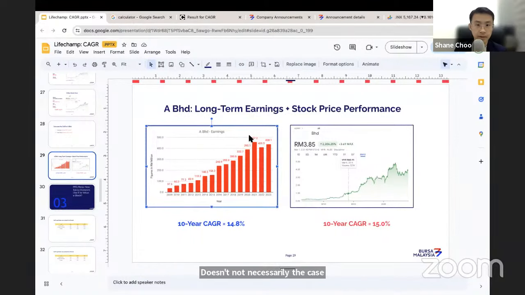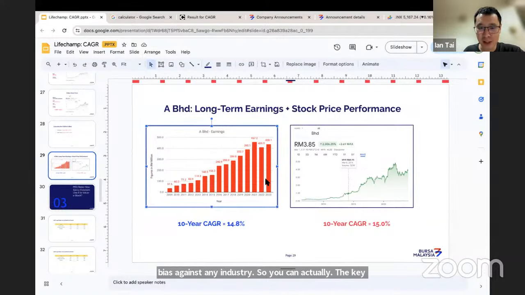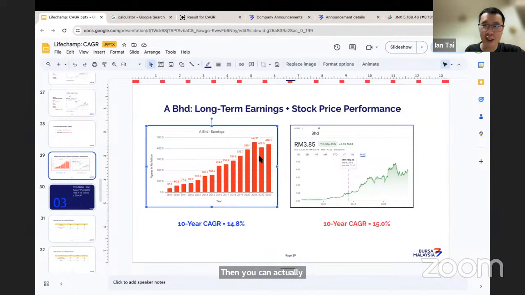All right, thanks, Ian. The next question by Lily is, is CAGR applicable in the financial sector? It's not biased against any industry. The key requirement is not the sector. The key requirement is the earnings and the stock price. Then you can calculate CAGR. It's not industry specific, but you must have a company like Aberhad, then you can.